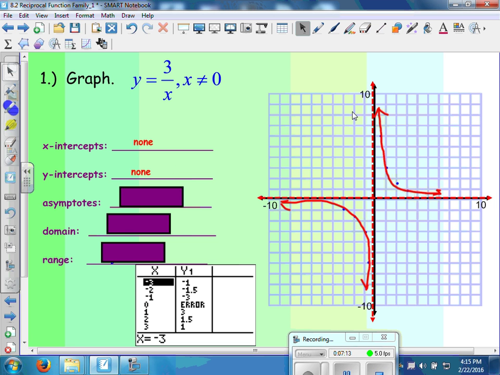The asymptotes: x is undefined at 0, so x equals 0 is an asymptote. Additionally, because there is no 0 in this, you have no y value coordinating with it, so you also have a y asymptote at 0. Your domain is all real numbers except x equaling 0 is excluded, so x cannot equal 0, and your range is y cannot equal 0 as well. For this particular problem, the 3 stretches the parent function by a factor of 3.